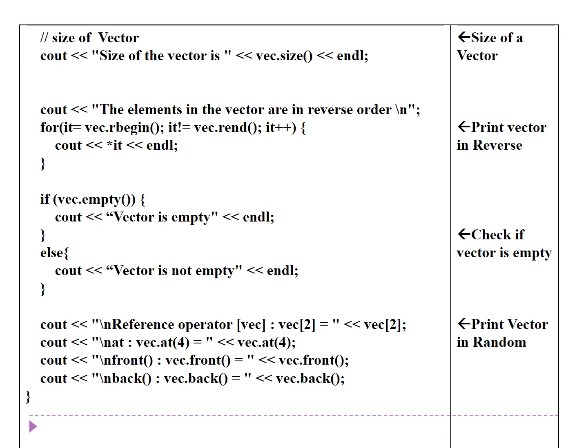The elements in the vector can be accessed randomly using an array-like statement, as VEC within square brackets with the index of the element which we require, or we can use the at function to get an element at a particular index. The front and the back functions get the first element and the last element respectively from the vector.